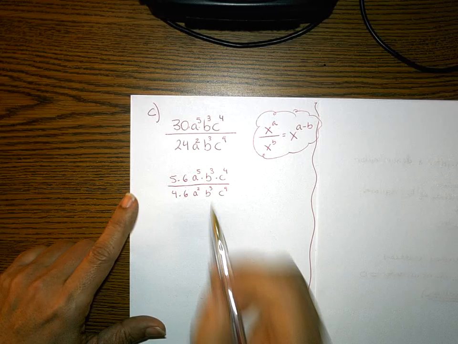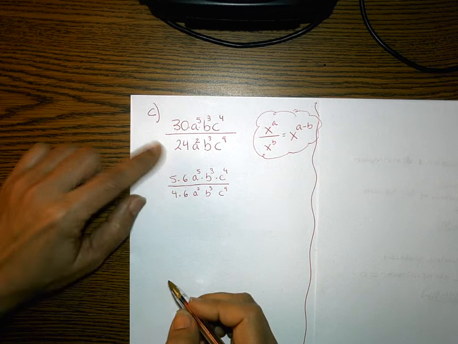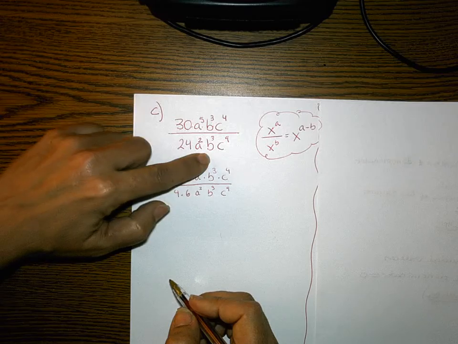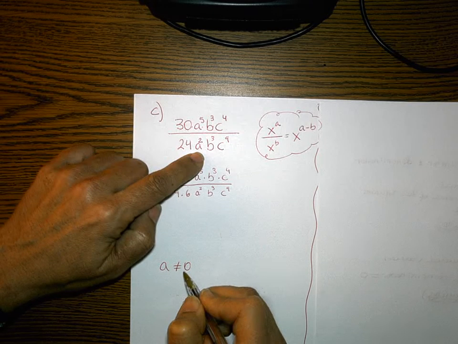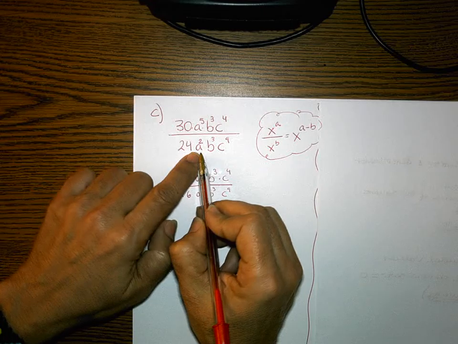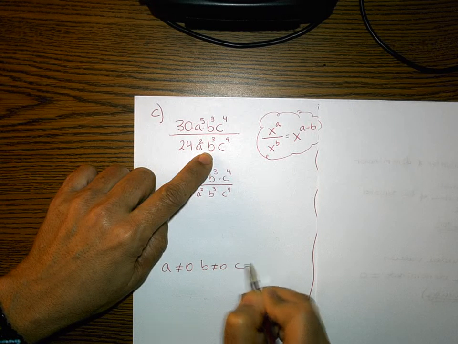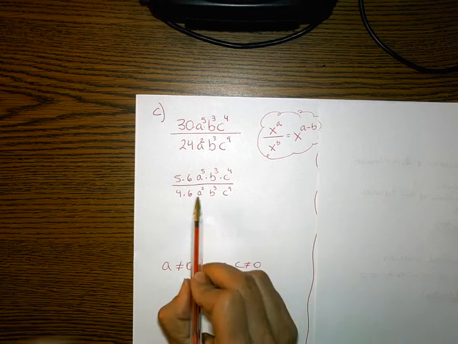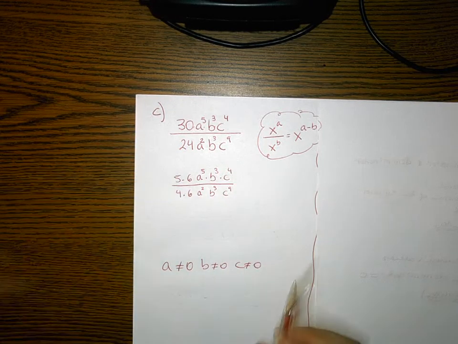Right before I do the reduction, I'm going to decide what these letters cannot be. A cannot be 0, because if a is 0, everything here is going to multiply times the 0. B cannot be 0, and C cannot be 0. None of them can be 0, because then we're going to have 24 times 0 times everything here, which is going to be a problem. Okay?